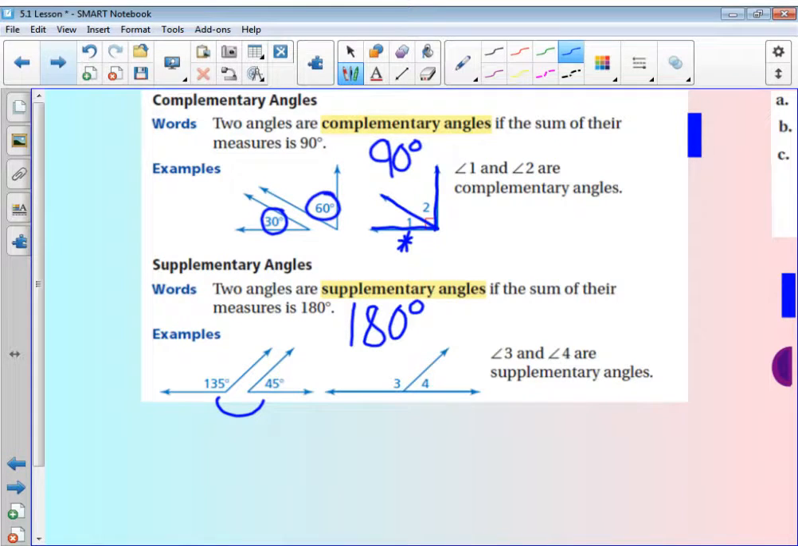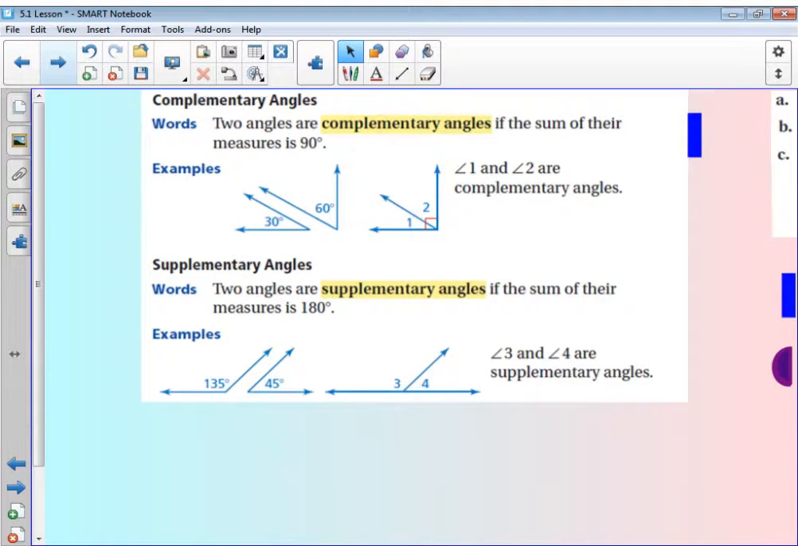The other thing that you need to understand is if they were to be put together, they would create a straight line. And you will be using this process a lot. Okay, so when they create a straight line, you have two angles that create a straight line, then they would be considered supplementary angles. So here angles 3 and 4 create that bottom straight line that's now darker blue, and they would be considered supplementary angles. Okay, so we're going to go ahead and practice some concepts with this.